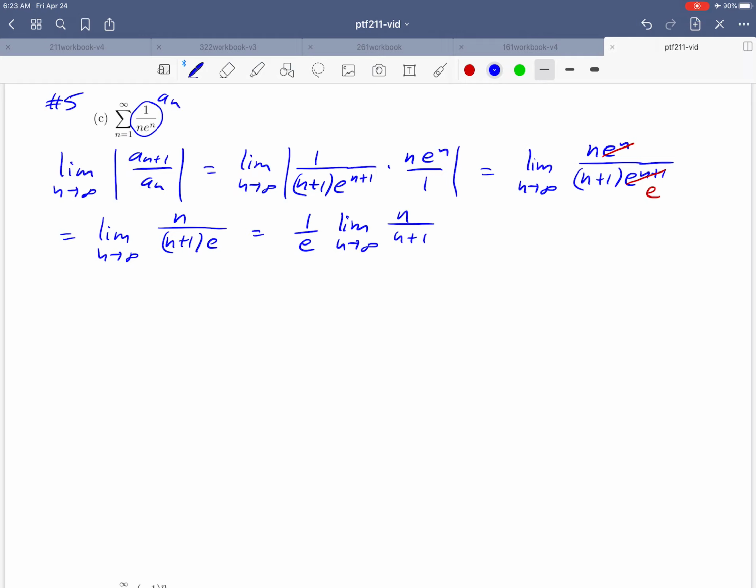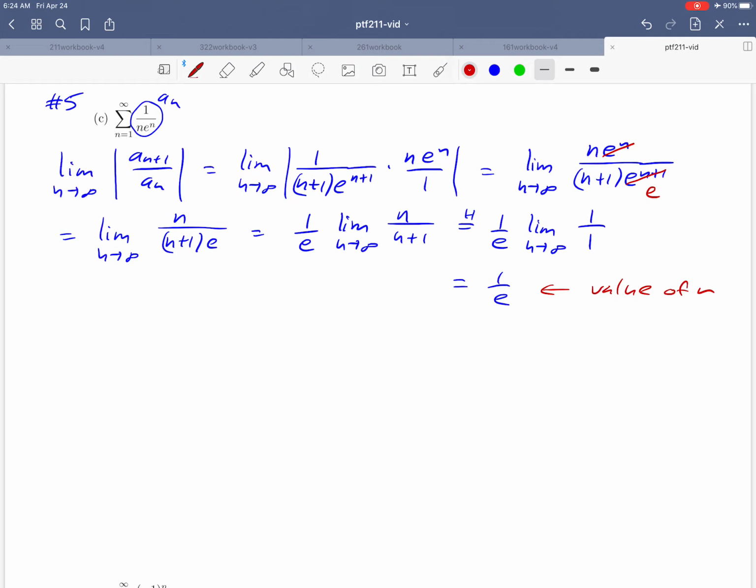Well, that limit has the form of infinity over infinity, so we can use L'Hopital's rule on this. If we take the derivative of the top and the bottom, we're just going to get 1 in both cases. So we've reduced this all the way down to a constant, 1 over e. That's the value that we're calling r when we do this test.